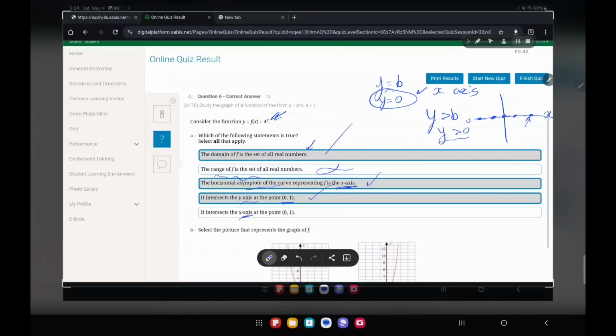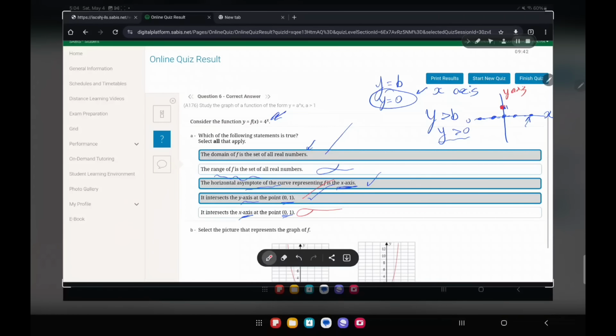Does it intersect the x-axis at 0, 1? Okay, let's look at the point 0, 1. 0, 1 would be this point over here, right? I'll draw it in red actually to make it easier. It would be this red point, 0, 1. Is that the x-axis? Obviously not. That's the y-axis, right? So it intersects the y-axis, not the x-axis.